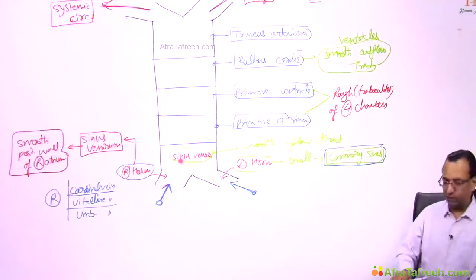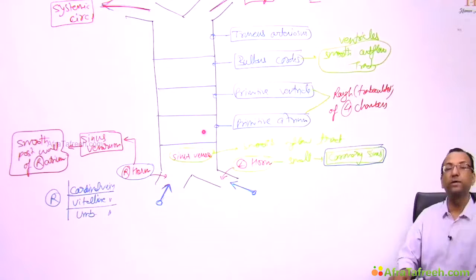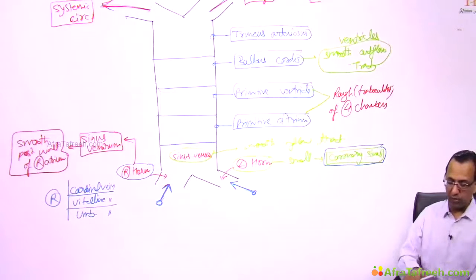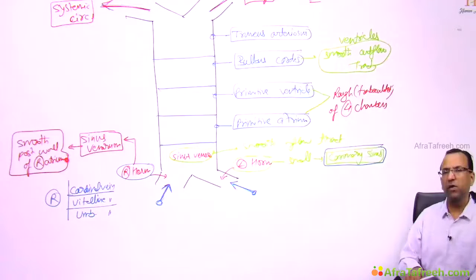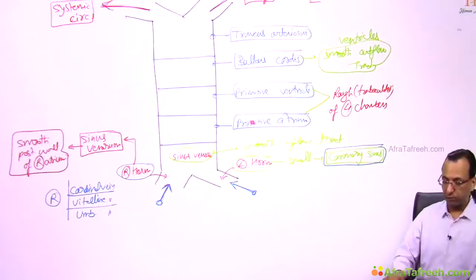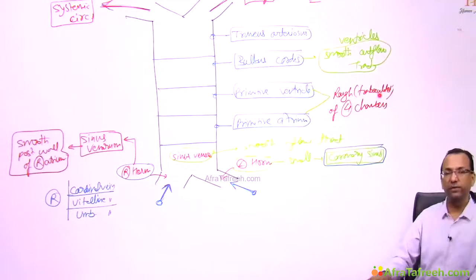So the right horn of the sinus venosus is absorbed into the posterior wall of the primitive atrium to become the sinus venarum, which is contributing to the smooth posterior wall of the right atrium. And who is forming the rough anterior wall? The rough anterior wall is, of course, the primitive atrium. So the primitive atrium is going to form the rough trabeculated portion of the right atrium. Not only the right atrium, but also the left atrium.